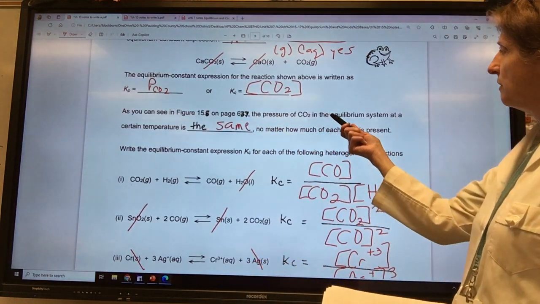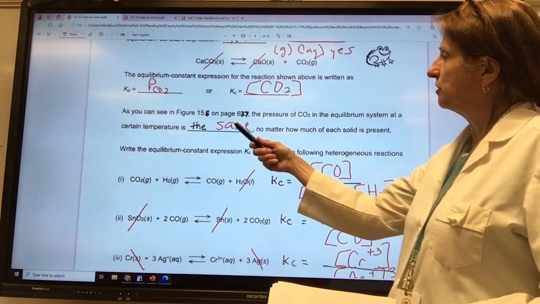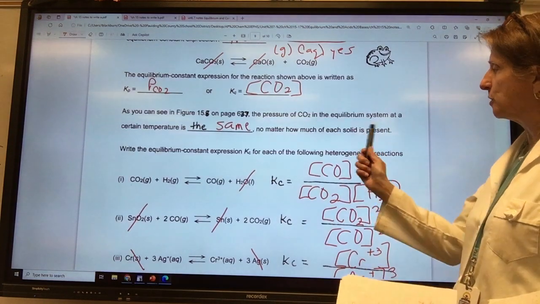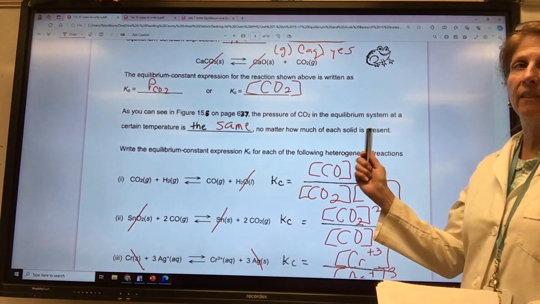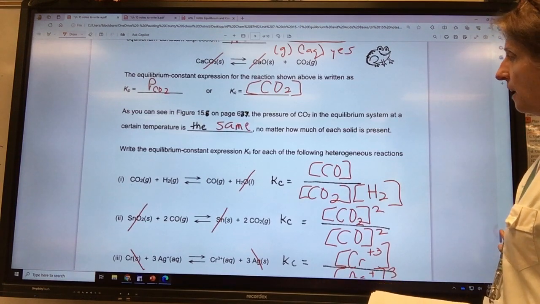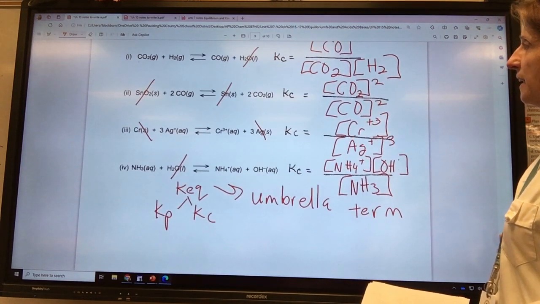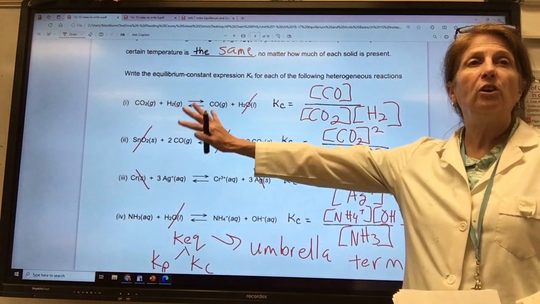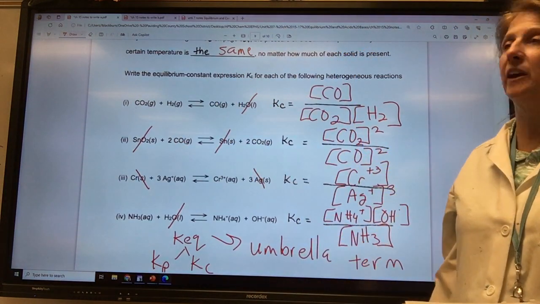The pressure of CO2 at certain temperatures is the same, whether there's a pure solid there or not. That solid's not going to be having an effect on anything. So here are a few to do. Now, you can look at my first one. Then I want you to do it yourself. Then look up and see if you got it right.